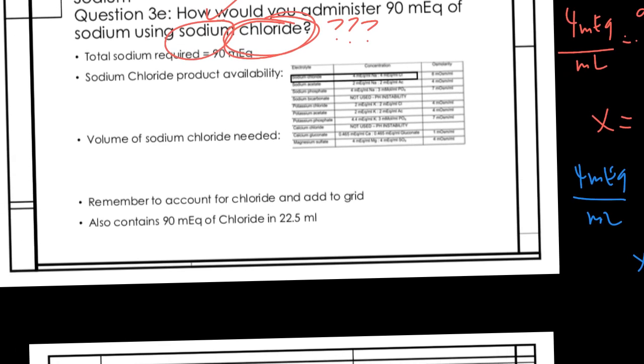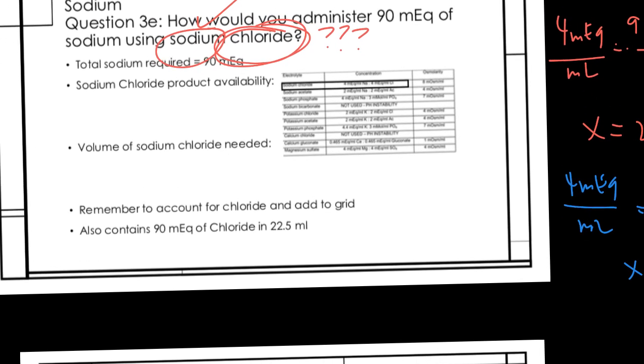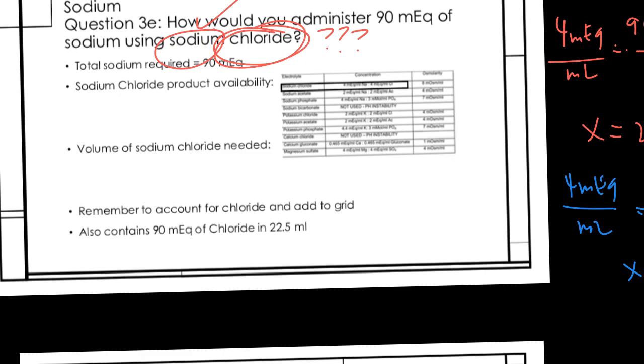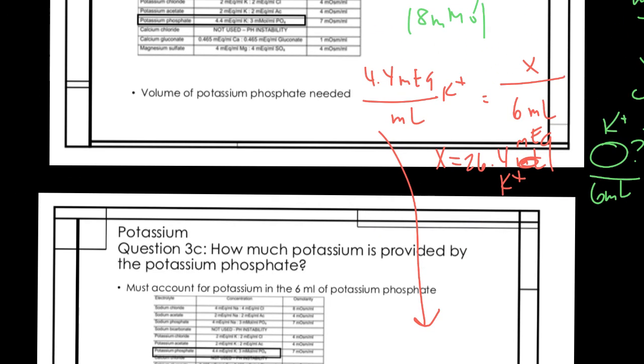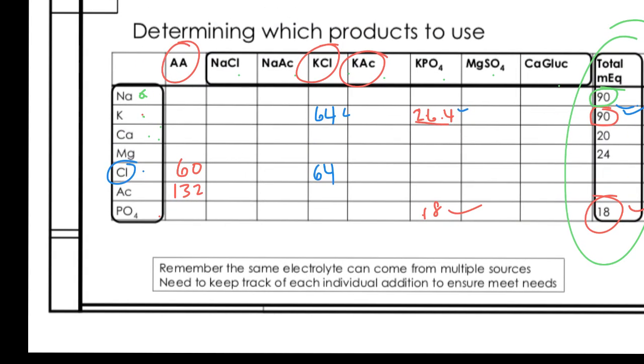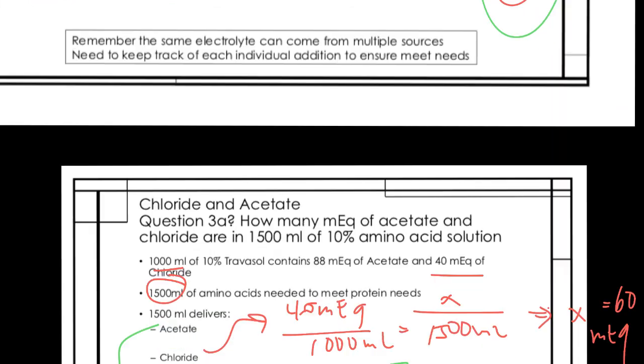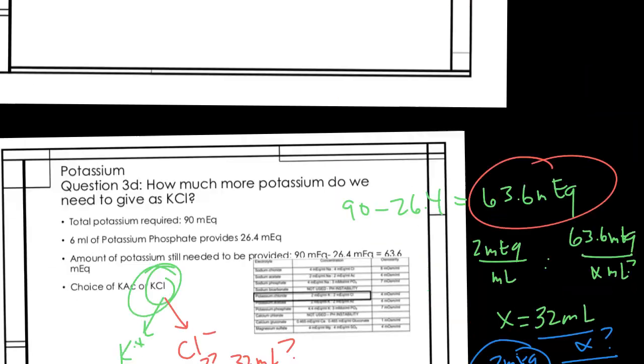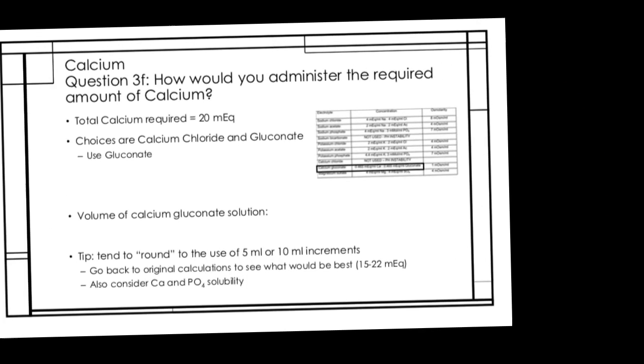90 milliequivalents. So now we're going to add 90 milliequivalents of sodium and 90 milliequivalents of chloride. So here's sodium chloride, 90. That checks off that box, you finished. Chloride, you're providing 90. There you go. So always account for both ions in solution when you're providing your TPNs.